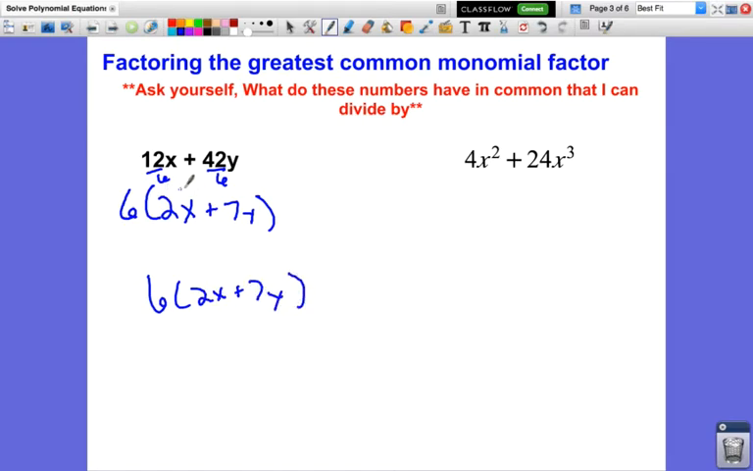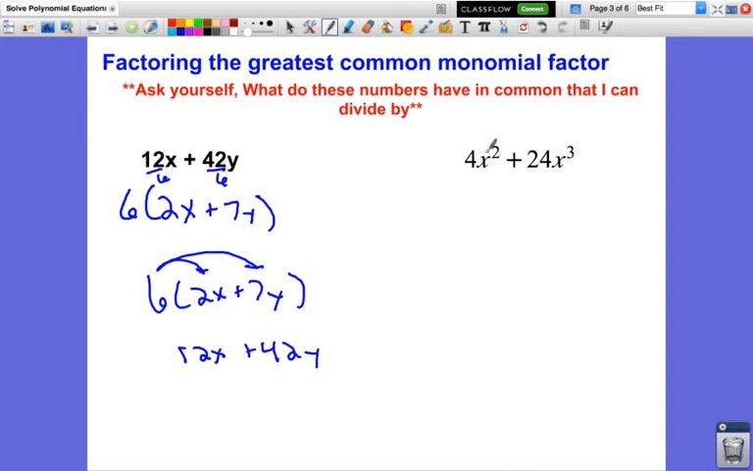And again, it was exactly like the distributive property, but backwards. Because if I take 6 and multiply it by 2x, I'm going to get 12x. If I take 6 and multiply it by 7y, I'm going to get 42y. I'll get the same thing. So what I did is I found a common factor, and I'm just dividing them both out. But when I divide, I'm just pulling it out and putting everything else inside of these parentheses.